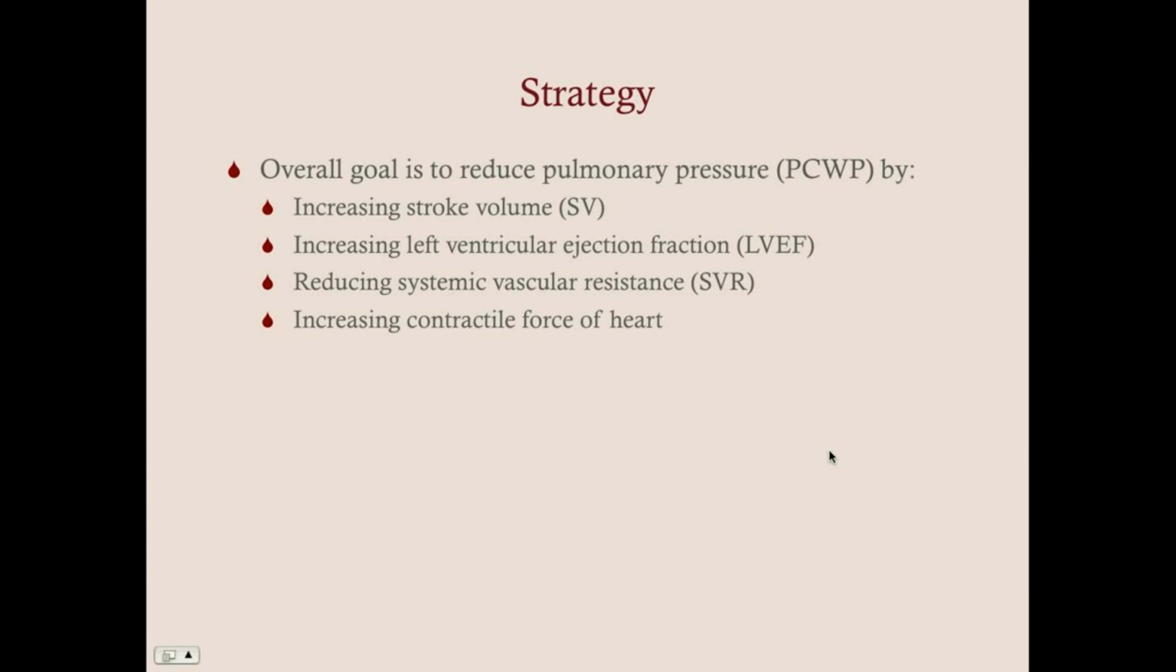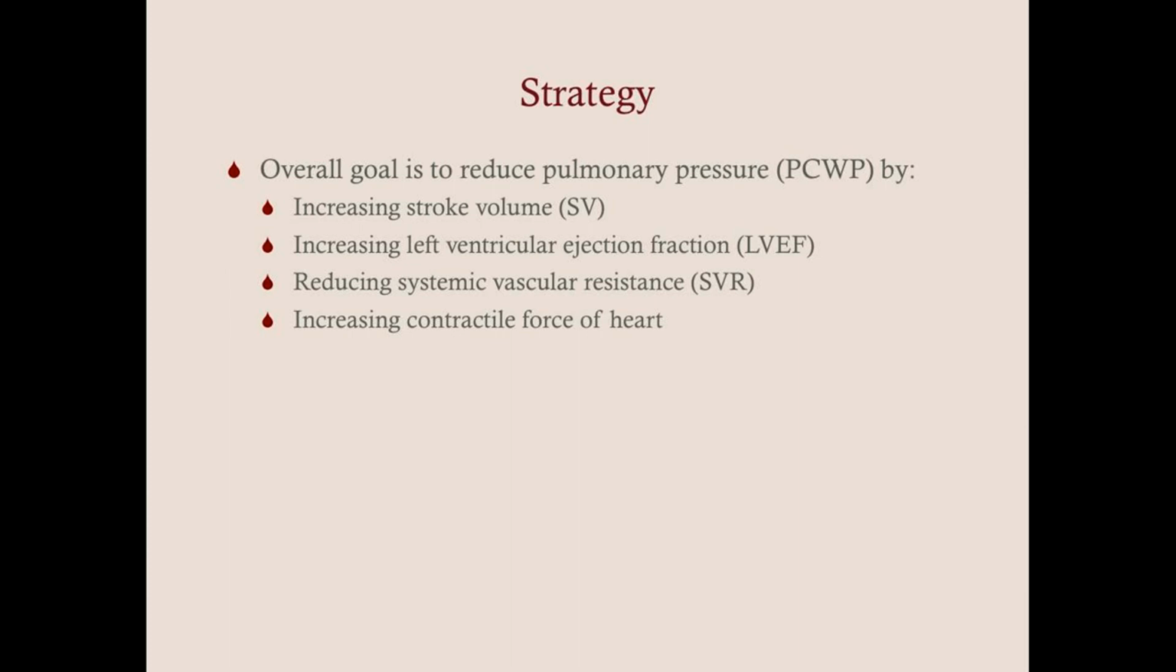So the overall strategy is going to be to reduce the pulmonary capillary wedge pressure. That's going to reduce our congestion in the cardiopulmonary system. Because remember, what congestive heart failure is, is congestion in the cardiopulmonary system for one reason or another. And so what we want to do is get blood out of the cardiopulmonary system. And there are many ways to do that, and they're all related to each other because they all get blood out of the cardiopulmonary system.